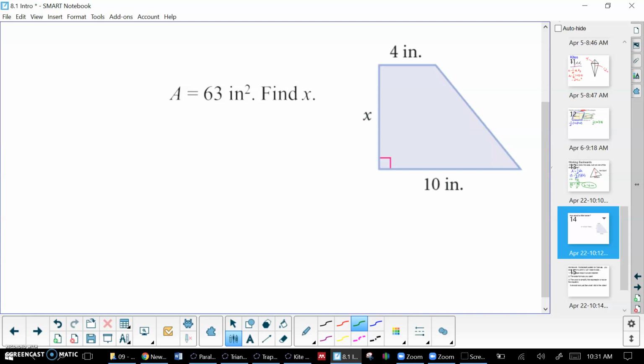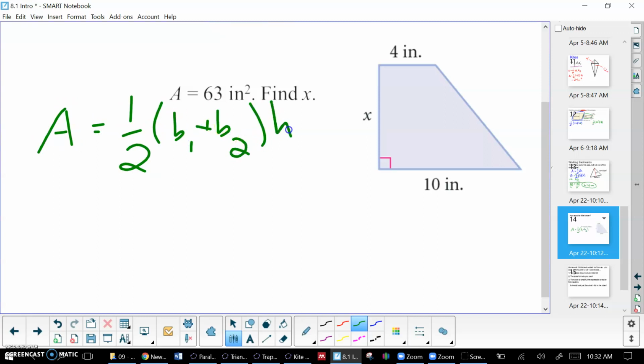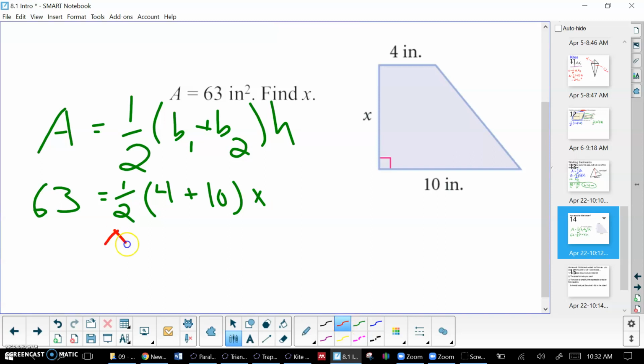Okay, so at this point, hopefully you've got your answer. So we're going to start off again with writing down our formula. So because this is a trapezoid, we have area equals 1/2 base 1 plus base 2 times height. And so I'm going to fill in things I know. The area is 63, then the 1/2, base 1 is 4, base 2 is 10, and our height is x. We don't know the height. Next thing I'm going to do to get rid of that 1/2, I'm going to multiply both sides of this equation by 2.